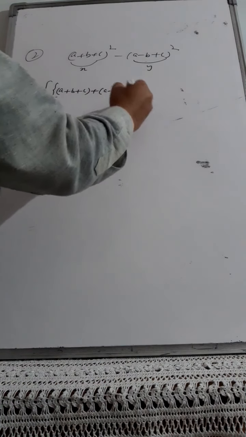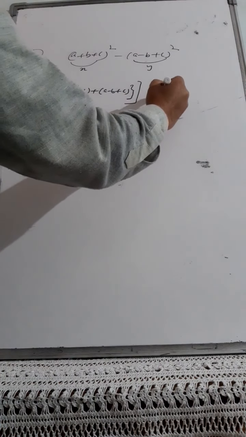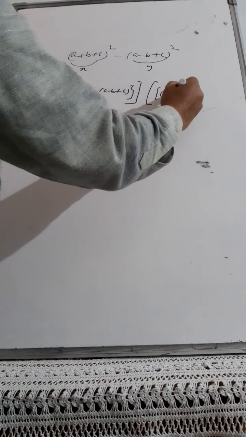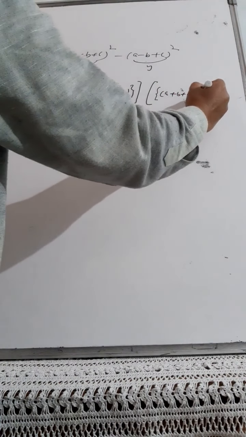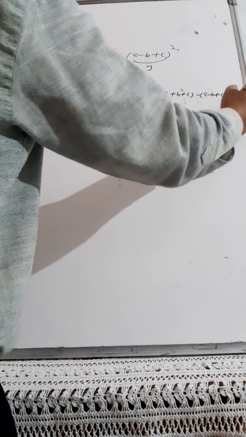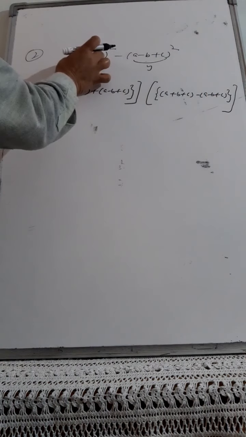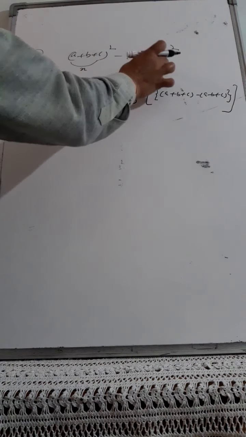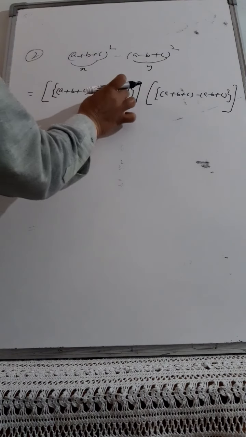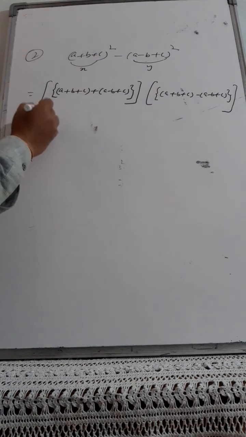So this is your (a plus b) into (a minus b). Again it is (a plus b plus c) minus (a minus b plus c), and I will close it. So a square minus b square, where a is a plus b plus c and b is a minus b plus c. So this becomes x square, this becomes y square, which is equal to (x plus y) into (x minus y), where x is a plus b plus c and y is a minus b plus c. Simply I have to substitute here.